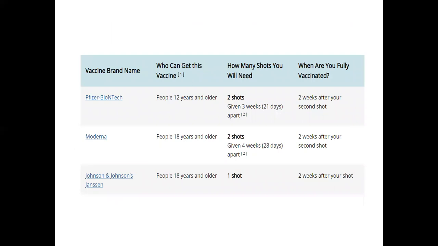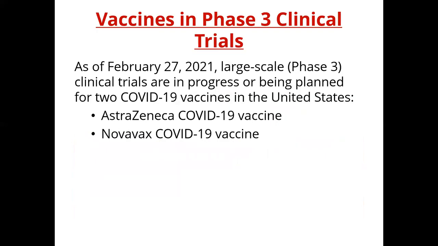So this table is showing us different vaccine brands such as Pfizer, Moderna, Johnson and Johnson. Here we can see who can get the vaccine, for how much time and how many shots. Phase 3 trials are also in progress for vaccine brands such as AstraZeneca COVID-19 vaccine and Novavax COVID-19 vaccine in the United States.